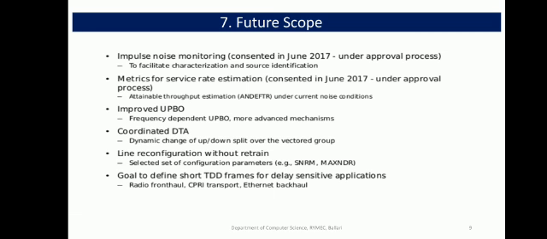It is going to have improved UBPO, the frequency dependent. It would have a coordinated DTA, that is, it could have a dynamic change of up or down split over the vectored group. And it would define short time division duplexing frames for delay sensitive applications like radio fronthaul, CPRI transport, etc.